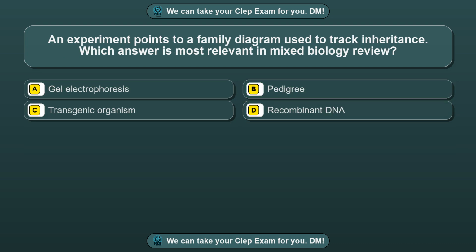Question 2. An experiment points to a family diagram used to track inheritance. Which answer is most relevant in mixed biology review? Option A. Gel electrophoresis. Option B. Pedigree. Option C. Transgenic organism. Option D. Recombinant DNA. The correct answer is option B.